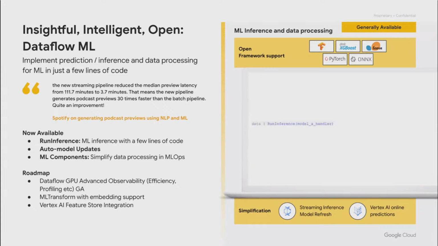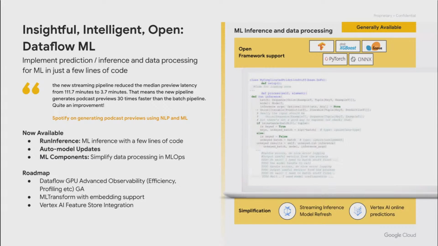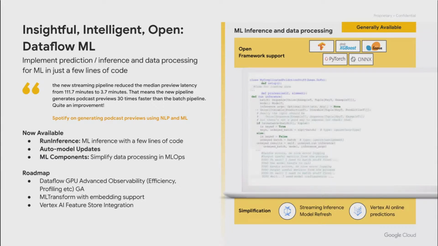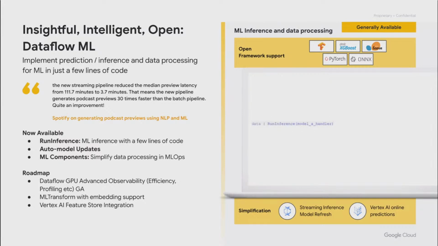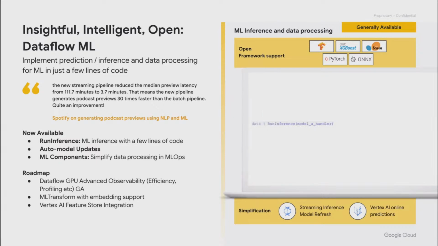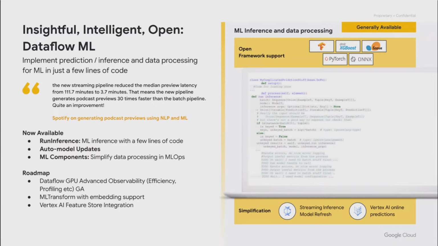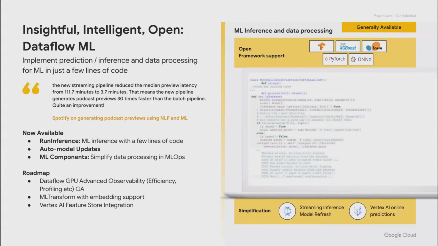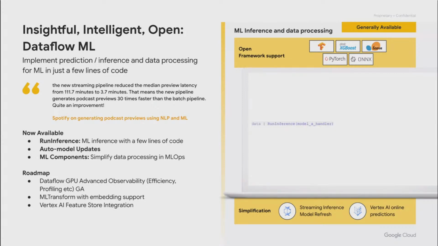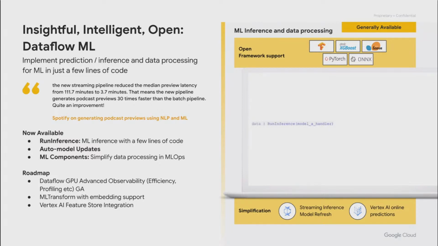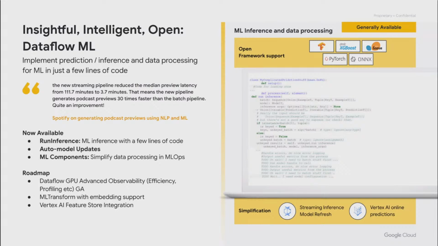The second area is to build a number of higher order transforms, which are collectively called ML transforms, that make it easier, or give you out-of-the-box support, for common machine learning pre-processing and post-processing tasks. And then lastly, Yasmin talked about Vertex AI integration across data analytics products. Dataflow today has a number of integration points with Vertex AI, and one of the things that we are going to be launching soon is integrations with Vertex AI Feature Store.